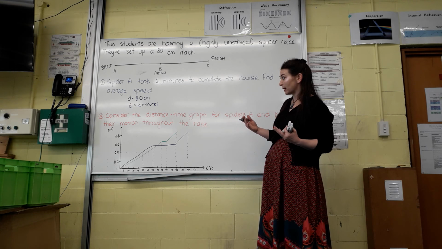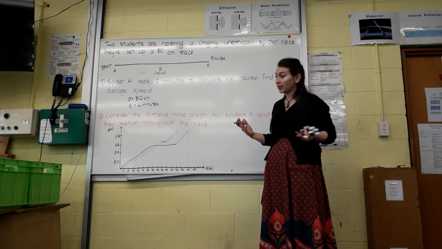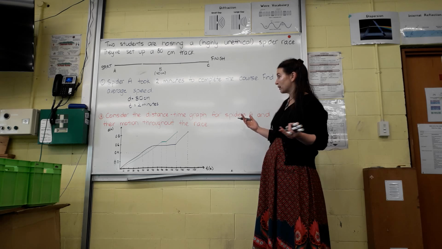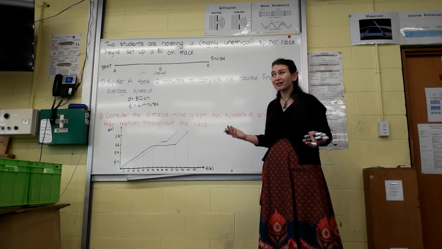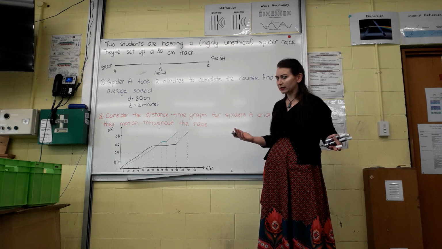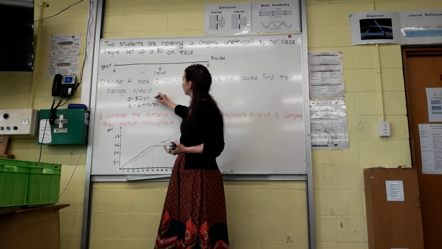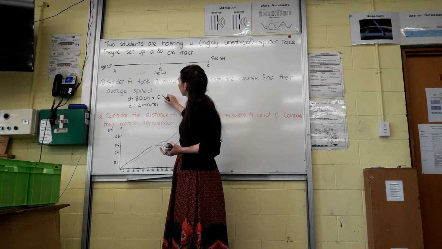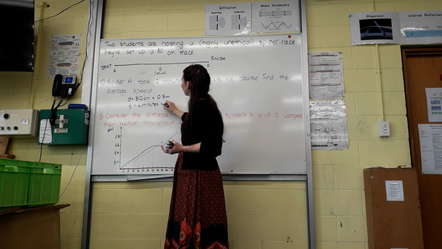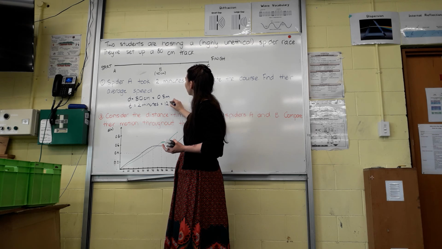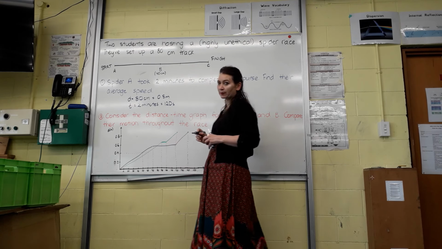If we work this out now, if we do V equals D over T, we work out they travelled 40 centimetres a minute. That's true, but it's not correct. If you do that, you're not getting the proper answer. You've got to convert 80 centimetres into 0.8 metres, and you've got to convert 2 minutes into 120 seconds.